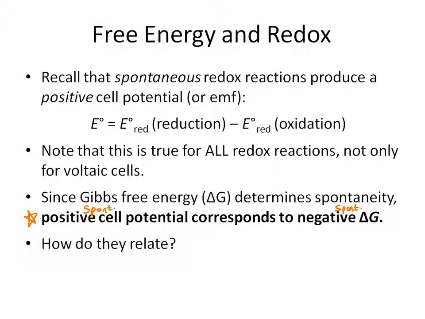So let's put these in an equation form. And this is a very, very important equation. Delta G equals negative N F E. So we already know what delta G is. That's the Gibbs free energy change. N is the number of electrons.